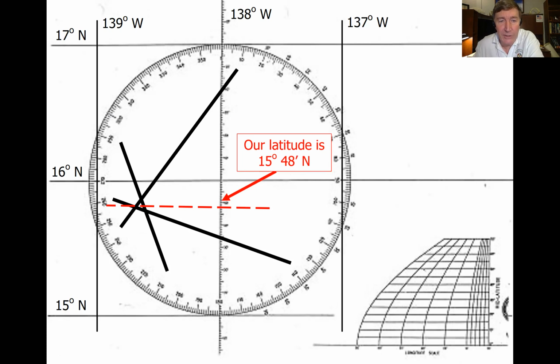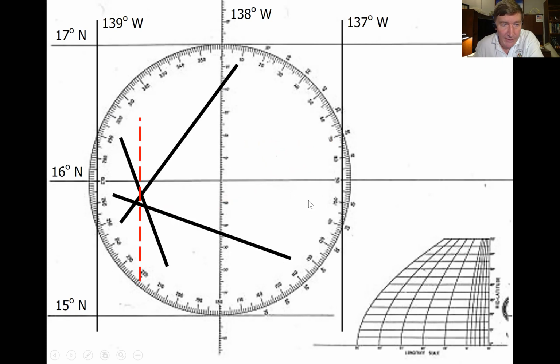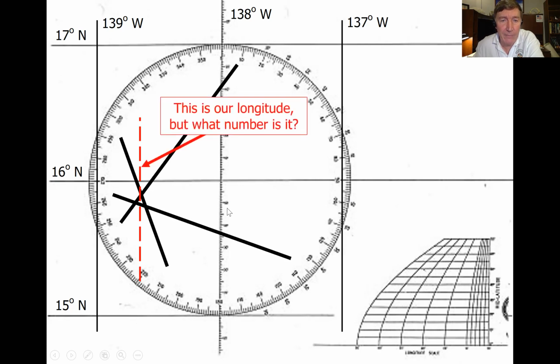What about longitude? Well, let's draw a vertical line this time, right? And whatever the distance is from here to here, that's our longitude. But now we don't have numbers on the scale. So how do we measure the distance from this vertical line to our dotted red one? Well, here's where we're going to use our dividers again.